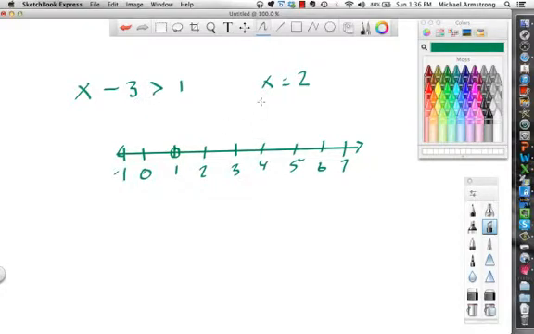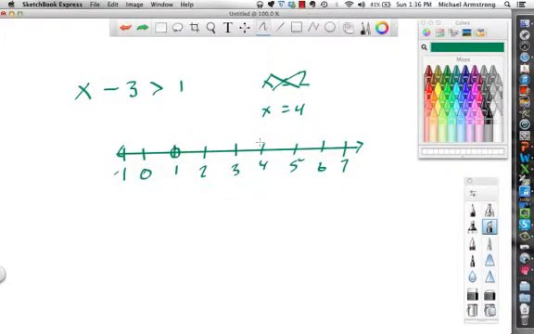So what if I put 4 in? If I put x is equal to 4, does that work? If I put x is equal to 4 in, 4 minus 3, is that greater than 1? Well, 4 minus 3 is 1. And is 1 greater than 1? No. So 4 doesn't work either, but you can see that we're getting there. We all know that anything bigger than 4 will work. 5 will work. 5 take away 3 is 2. 6 will work. 6 take away 3 is 3. So anything bigger than 4 will work.